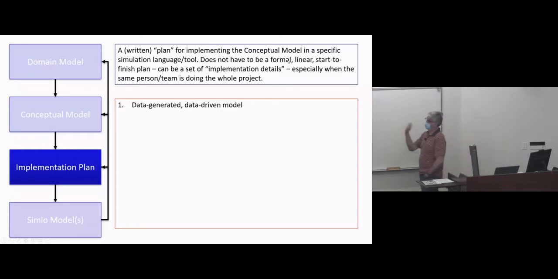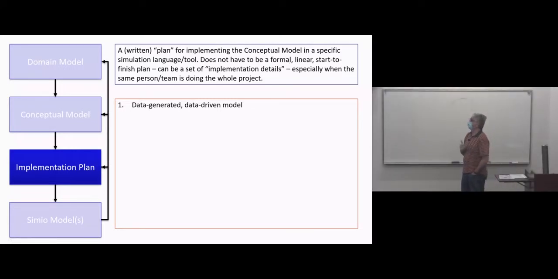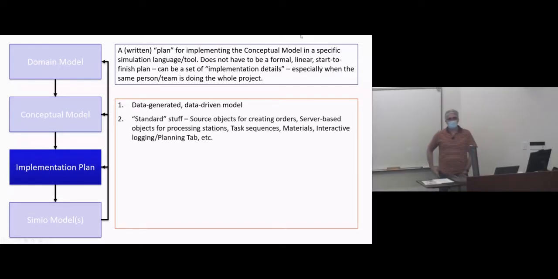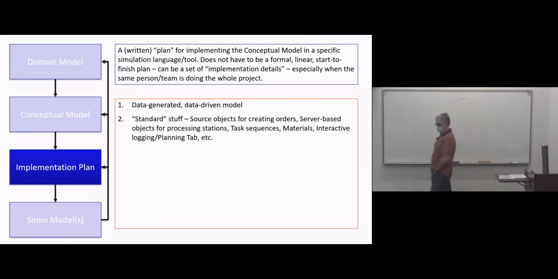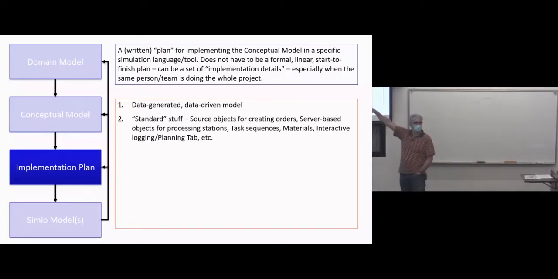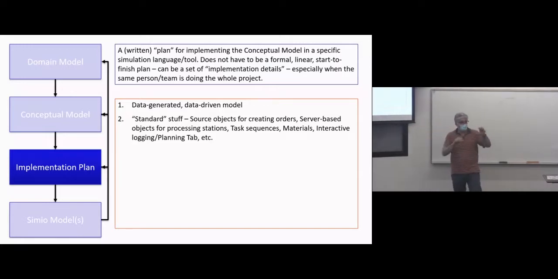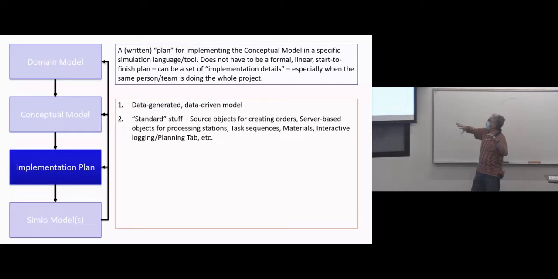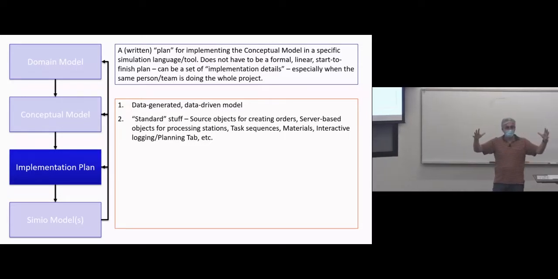For this particular one, the first thing that I think about from an implementation perspective is I want a data-generated, data-driven model. I know that. I have a whole bunch of standard stuff, and I'm sure what you're thinking, at least what I hope you guys have been thinking as we were introducing this problem, is, hey, we have a whole bunch of standard stuff. We have a source object that we're going to use to create orders from an order table. We're going to use some kind of server-based objects, probably subclassed, for the processing stations. We're going to use task sequences because we have this setup, processing time, finish. We have materials. We're going to use interactive logging. We have some secondary resources, right? So as you're doing this, I hope you guys are all thinking that.